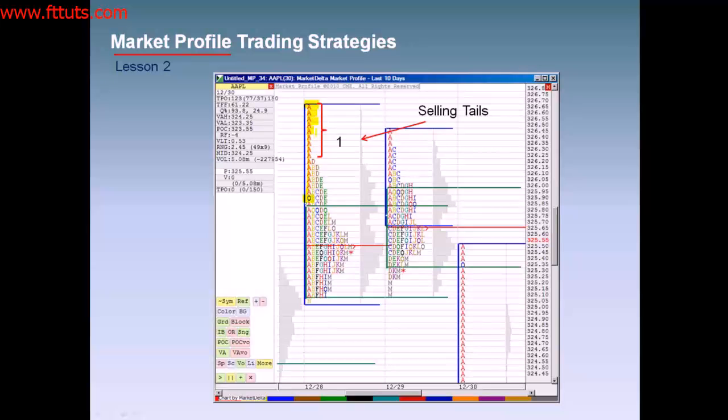What does that tell us? We've got some aggressive sellers in the market. How many prints? We have 1, 2, 3, 4, 5, 6, 7, 8, 9. If I counted correctly, 9 prints. That's a fairly aggressive selling tail. Not to mention, look at how little volume there is up here. Prices did drop and continued to drop during the next periods. Now, in this second day here, let's take a look at it.